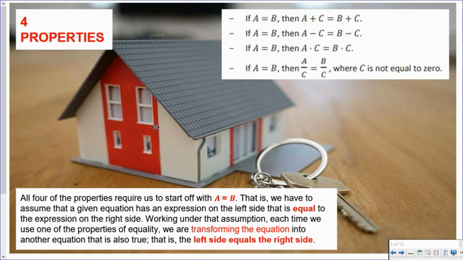Okay, there are some properties I'm going to go over for x. They're listed here. If A equals B, then A plus C equals B plus C. Then you have your subtraction one, your multiplication property, and then your division. The most important thing here is to notice that the equations are balanced. So what you do to one side, if I'm subtracting C from the left side, then I have to subtract C from the right side.